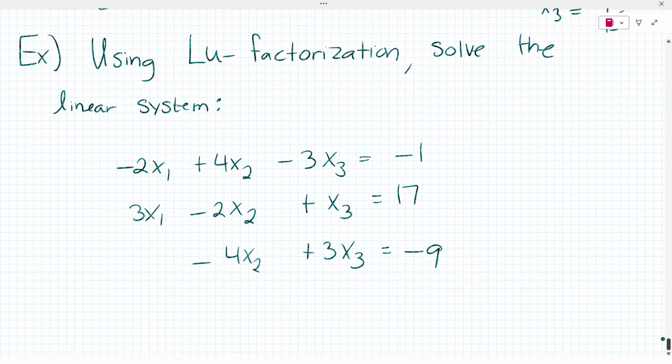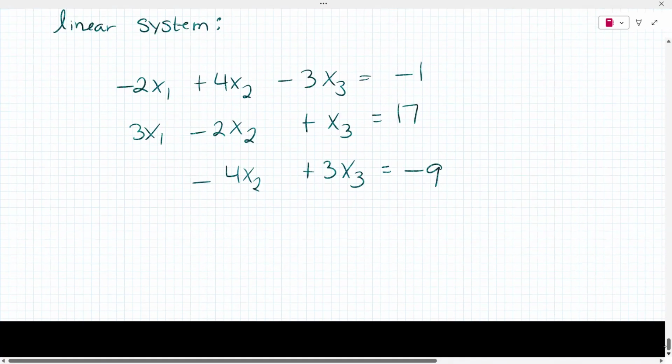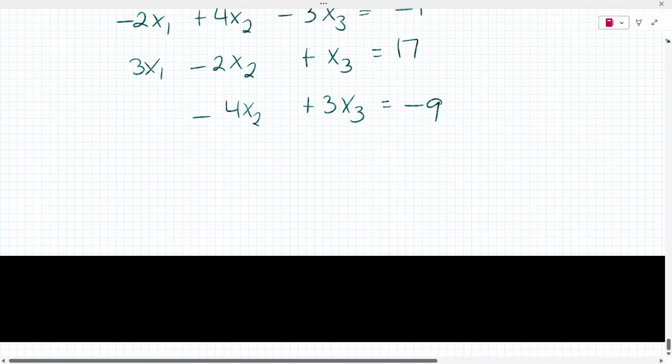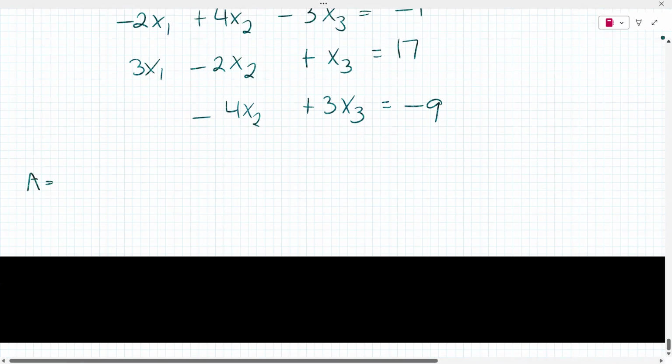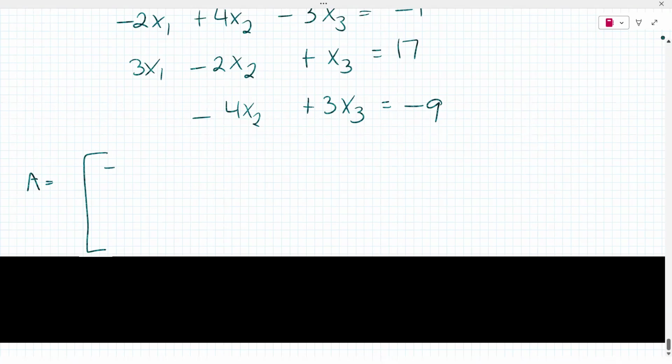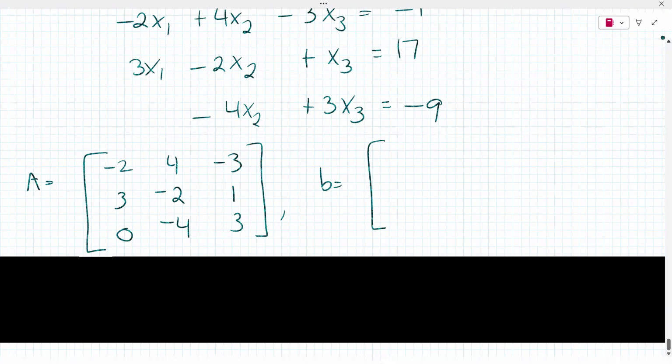So let's find A, because they don't give us matrix A. We can find it using the system of equations. So matrix A is going to be the coefficients of x1, x2, and x3, and then the equals means augmented. So matrix A would be expressed as negative 2, 3, 0, 4, negative 2, negative 4, negative 3, 1, 3, and vector B is going to be negative 1, 17, negative 9.